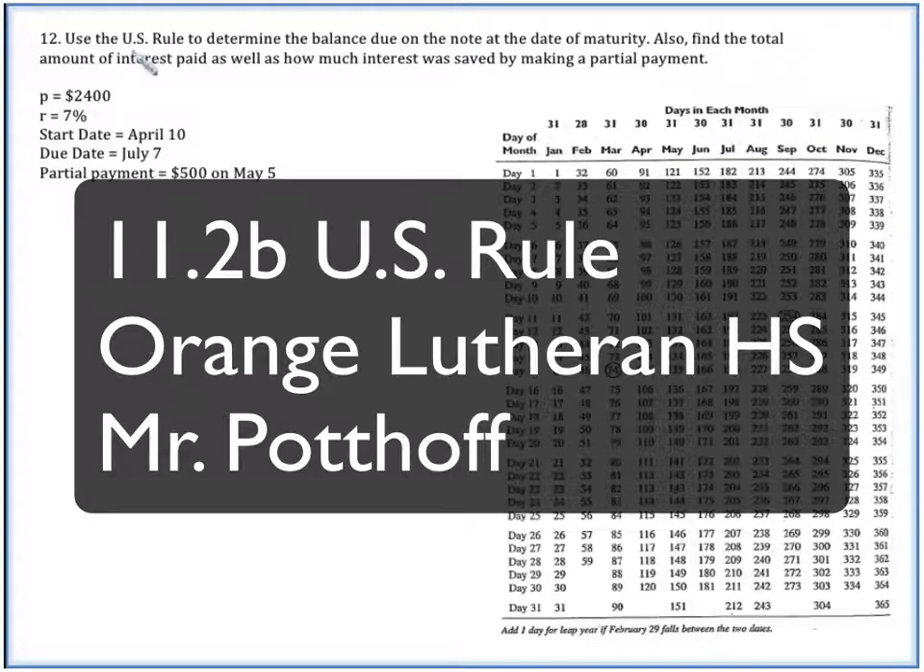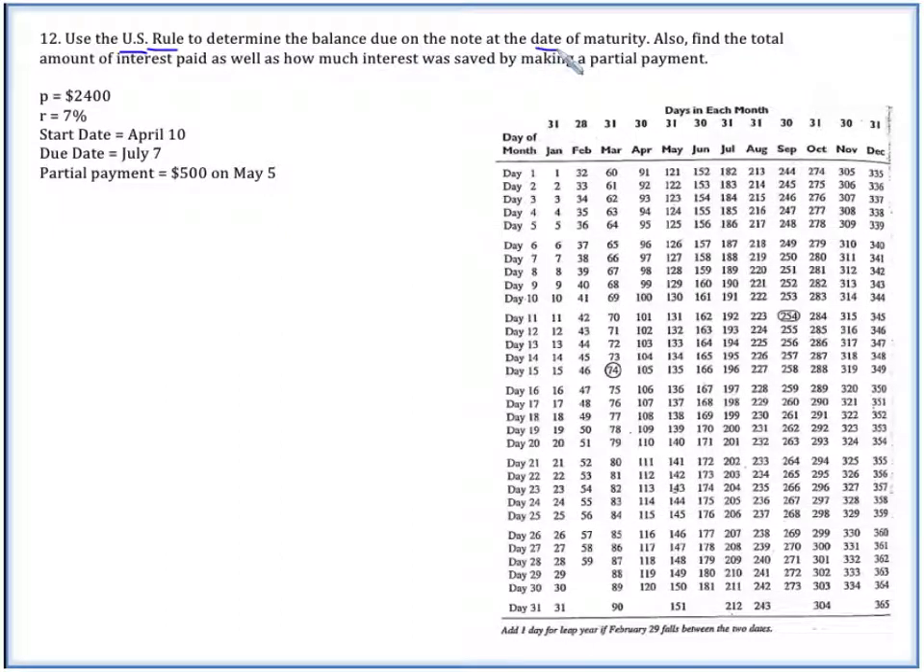Next, we want to use the US rule to determine the balance due on the note at the date of maturity, or when it all needs to be paid back. We also want to find the total amount of interest paid, as well as how much interest was saved by making a partial payment. Okay, so there's a lot of stuff going on here.